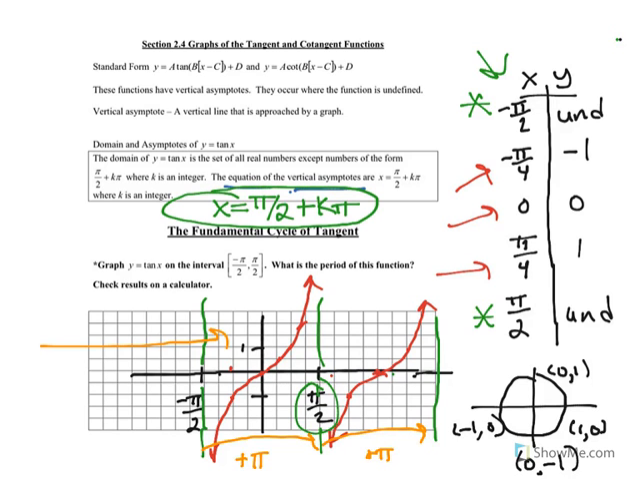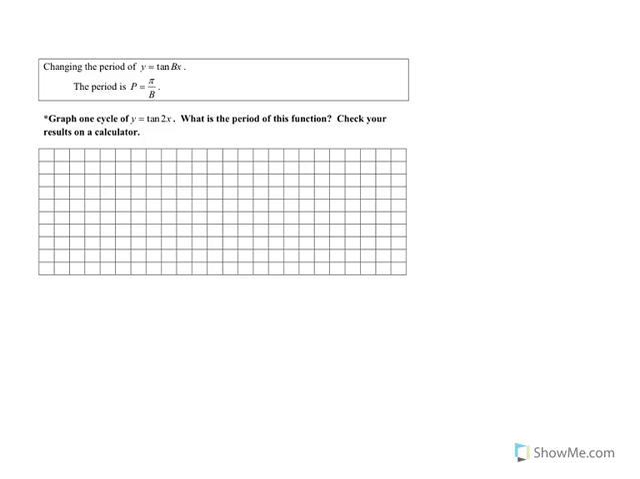If you had a scale change, so if you had a period change, then this equation would change a little bit. But the idea is it's going to be x equals the first asymptote plus multiples of the distance between the asymptotes. And here's an example of graphing a tangent function that has a period change.